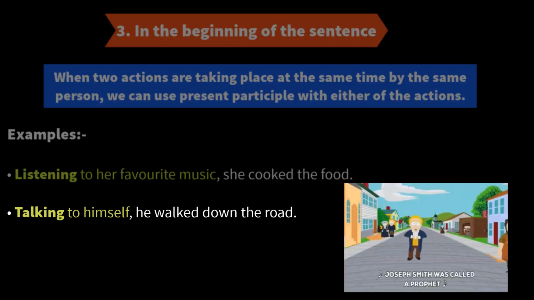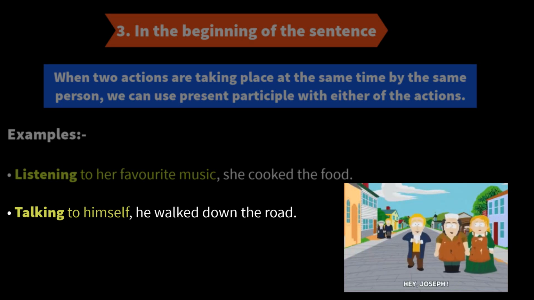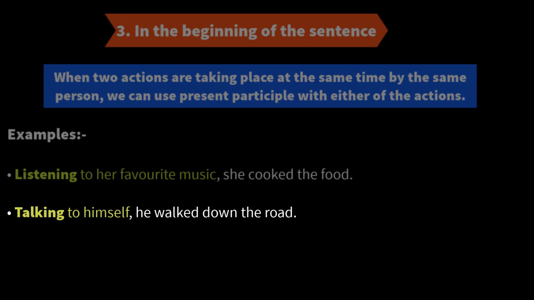Talking to himself, he walked down the road. Now, he did two actions at the same time: talking to himself and walking down the road. We're using a present participle with the action talking, right? We could also say walking down the road, he talked to himself.